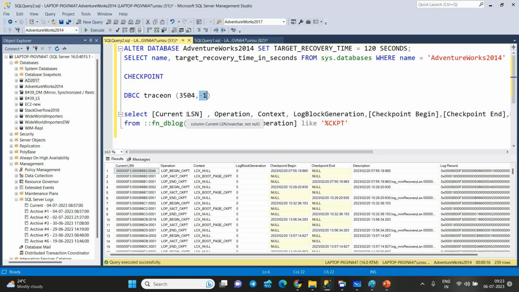Okay. So what I mean to say is checkpoint is just copy and paste. Whatever data is available in the cache, it will copy and paste into the MDF file. It never flushes.